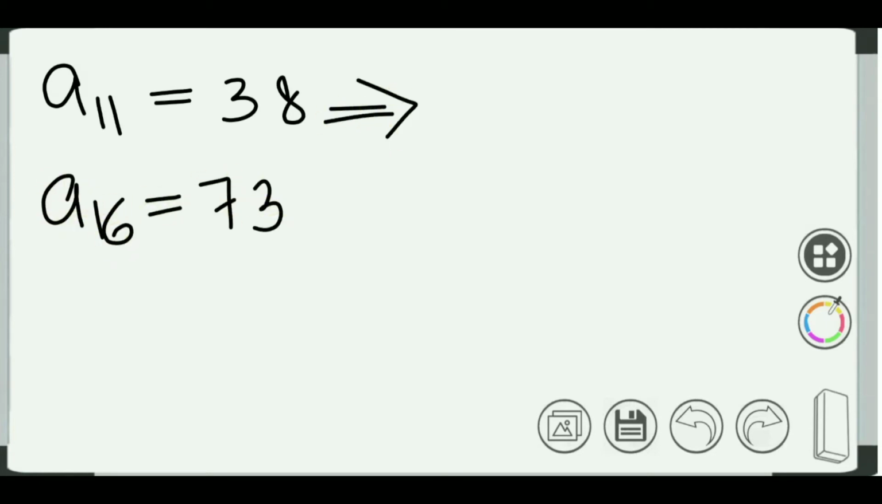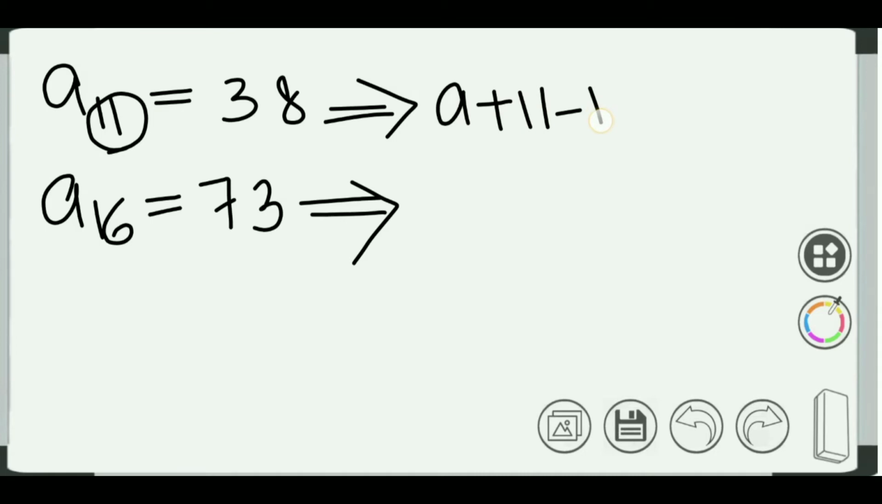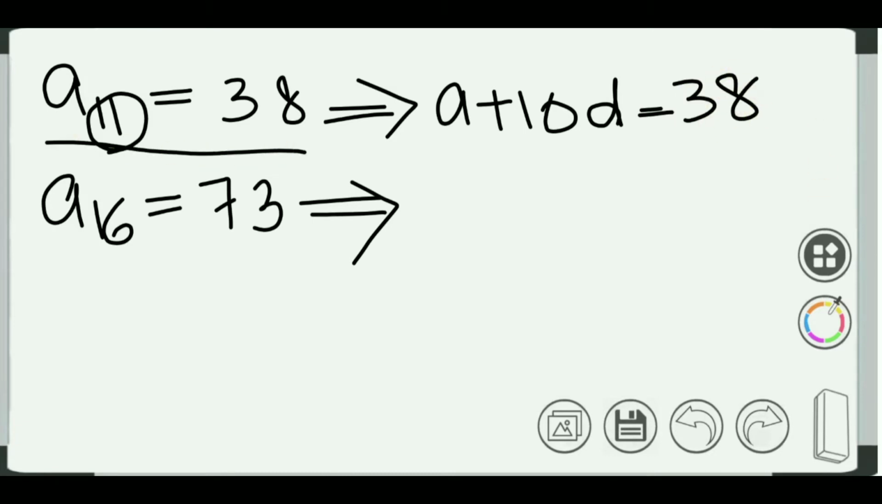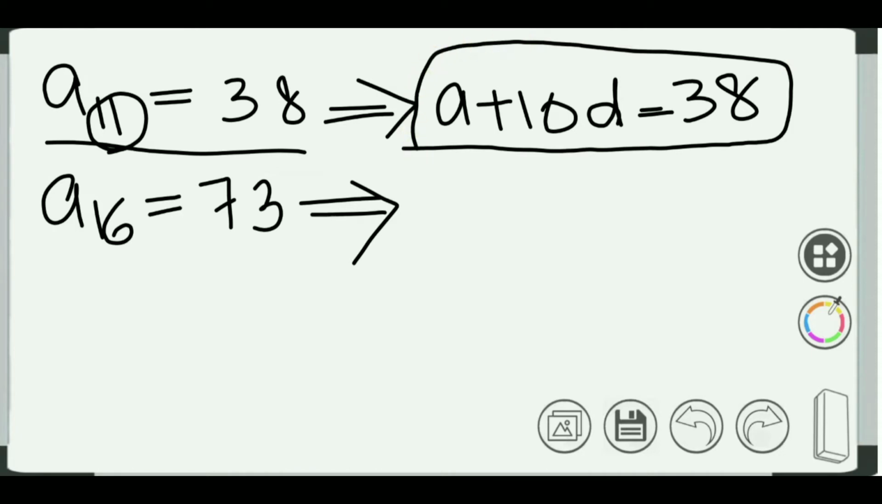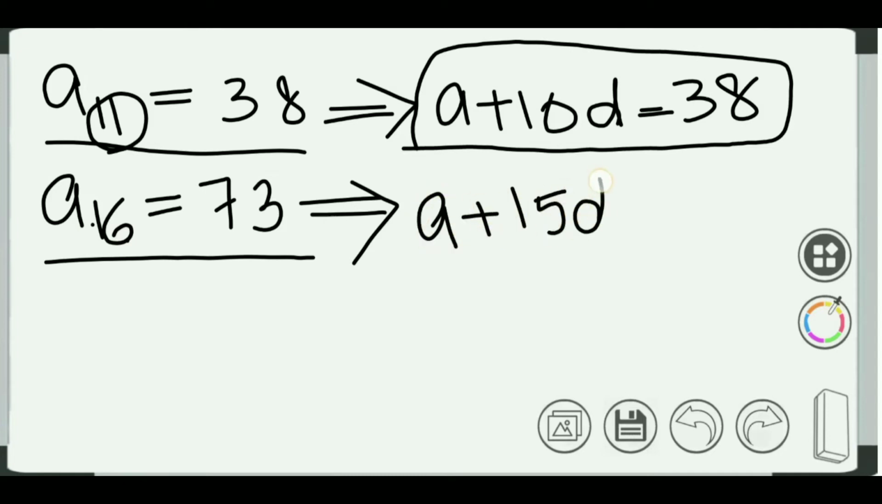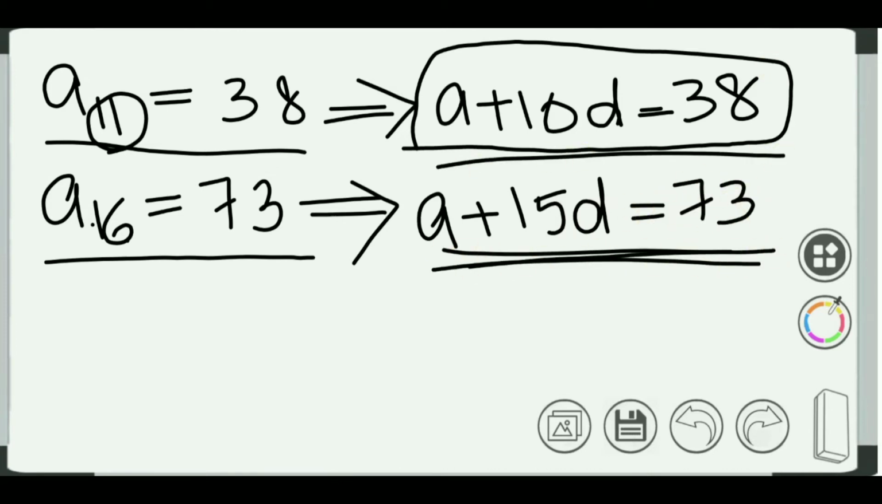So you can expand this one in the form an is equal to a plus n minus 1 into d, right? So you can take n as 11, a plus 11 minus 1, that means 10d equal to 38. Same way, A16 means you take n is equal to 16. A plus 16 minus 1 into d, that means 15d. A plus 15d is equal to 73. So we got two equations: a plus 10d equal to 38, a plus 15d is equal to 73.